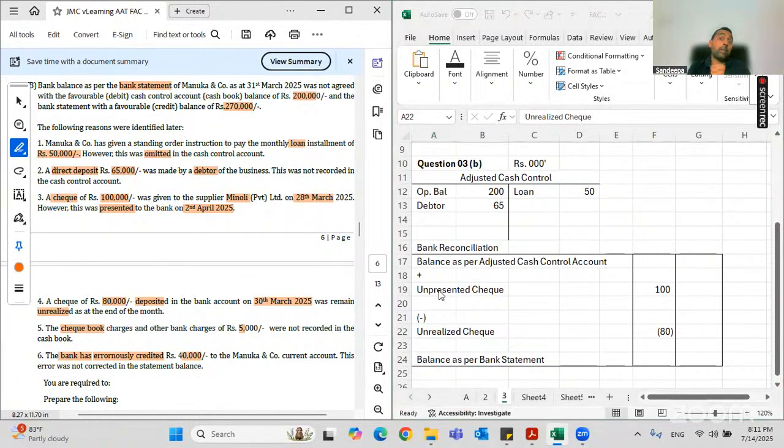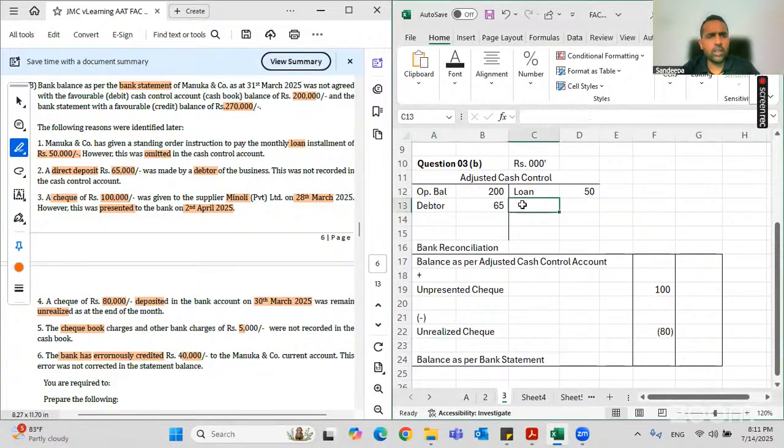At the same time, unrealized check. Now what is happening? The accountant received a check. He deposited it. So in his cash book, his balance is high now, but it has not come to the bank yet. So the statement balance is low. Now in the rec, from where to where are you going? From the cash book to the statement. Then you need to deduct.